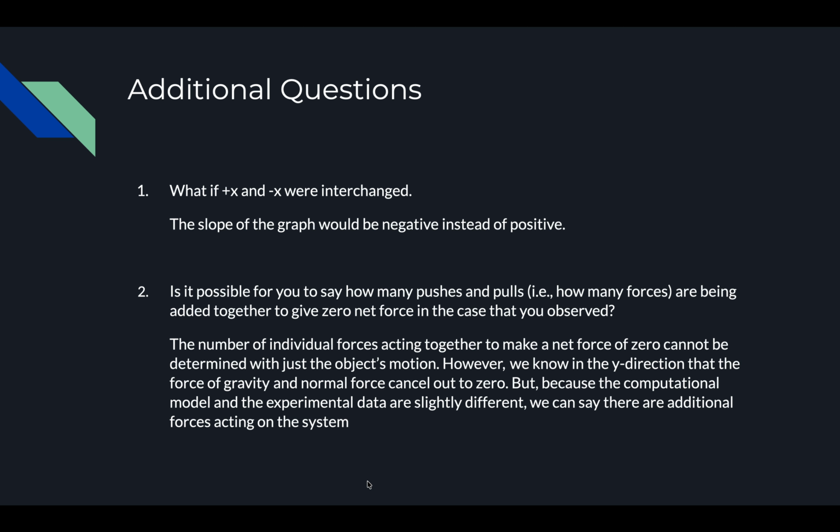Additional questions. So what if the positive x-axis and the negative x-axis were interchanged? Really, the only thing that would happen is the slope of the graph would be negative instead of positive. It would not affect anything in the data.